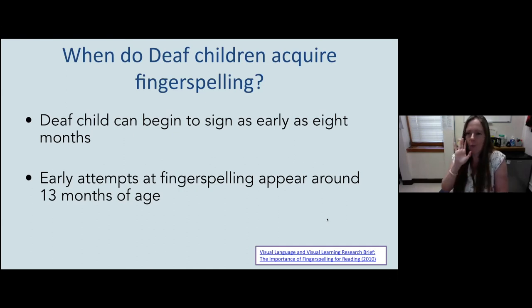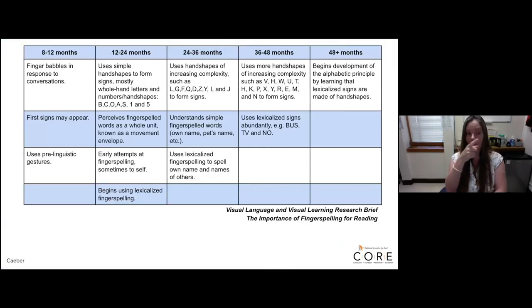Now, it's not sophisticated finger spelling. It's going to look like gibberish. But it's not wrong. It's the same as hearing babies who babble. That's because their brains are starting to figure stuff out, starting to figure out language. It starts out very simple and then becomes more complex and sophisticated as they grow.